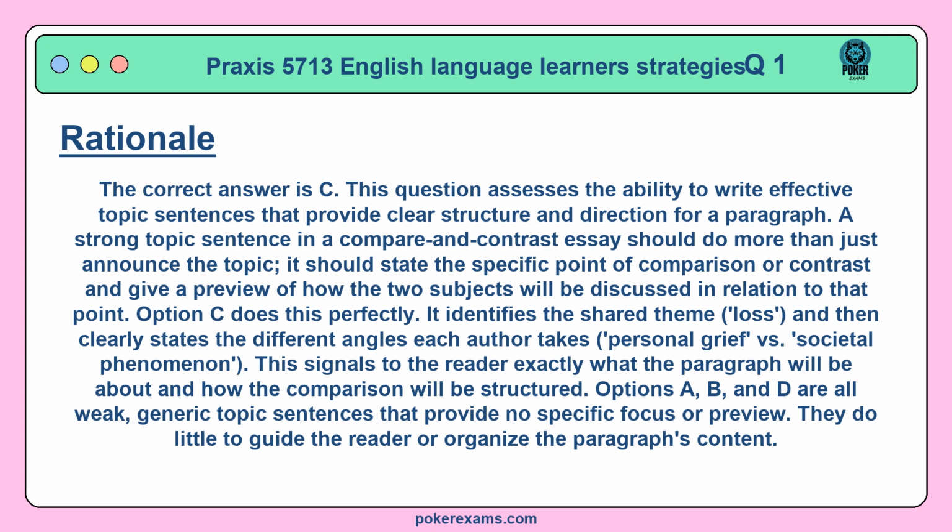Option C does this perfectly. It identifies the shared theme, loss, and then clearly states the different angles each author takes, personal grief versus societal phenomenon. This signals to the reader exactly what the paragraph will be about, and how the comparison will be structured. Options A, B, and D are all weak, generic topic sentences that provide no specific focus or preview. They do little to guide the reader or organize the paragraph's content.